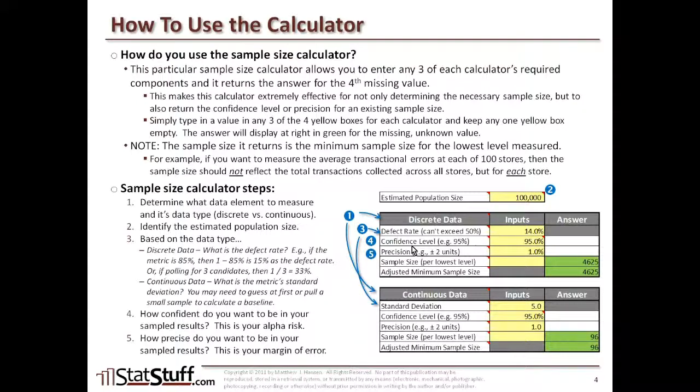And then the last thing we're going to determine is, how precise do you want your data to be in the sample results? Again, this is that margin of error, so that's the next value you want to plug in. And once we've got those values, it's going to solve for the sample size. Obviously, if we already know some of the things, like if we know the sample size, then we can solve for whichever one is missing. But this is the general order you might follow when using this particular calculator.